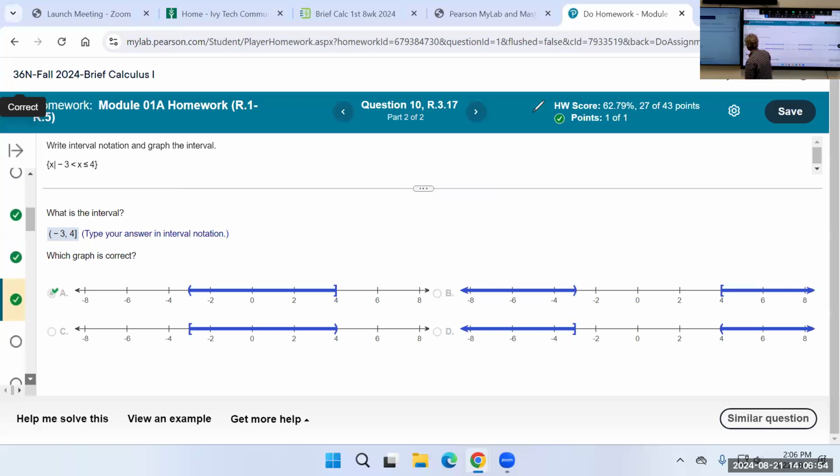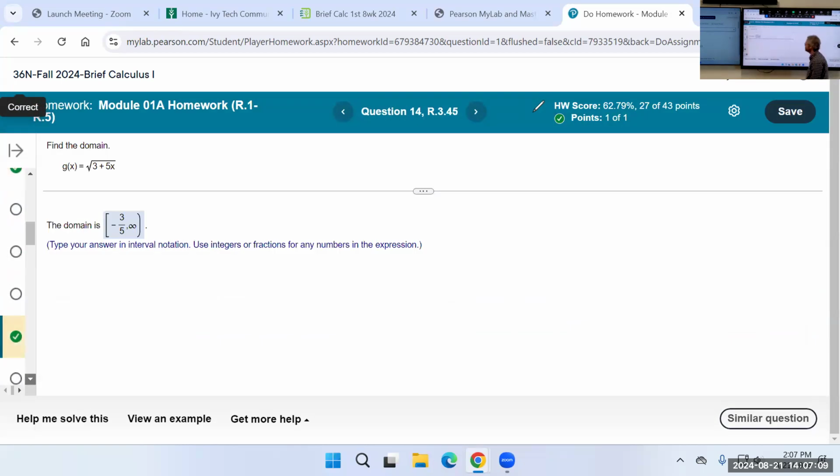So the reason why we reviewed that is we're going to talk about the domain of functions, and to answer what is the domain of a function, we need interval notation. That's why I wanted to review that. So the next question I'm going to go over is, what is the domain of this function?